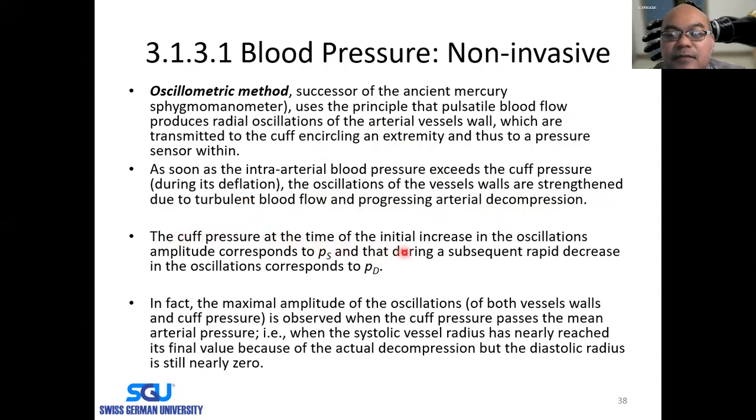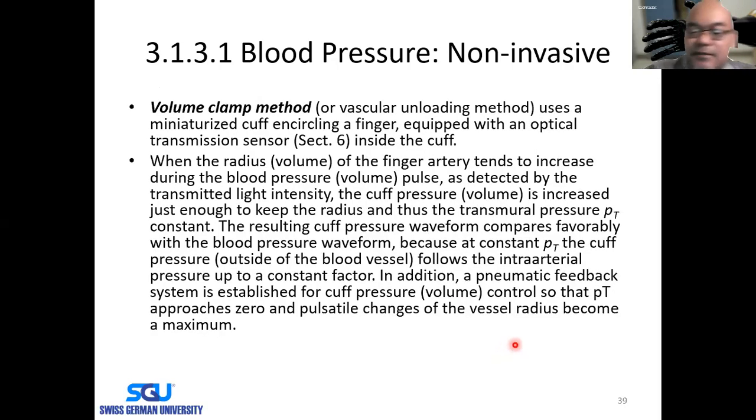The cuff pressure at the time of the initial increase in the oscillation amplitude corresponds to the systolic pressure, and that during a subsequent rapid decrease in the oscillation corresponds to diastolic pressure. In fact, the maximal amplitude of the oscillations of both vessel walls and cuff pressure is observed when the cuff pressure passes the mean arterial pressure. That is when the systolic vessel radius has nearly reached its final value because of the actual decompression, but the diastolic radius is still nearly zero.